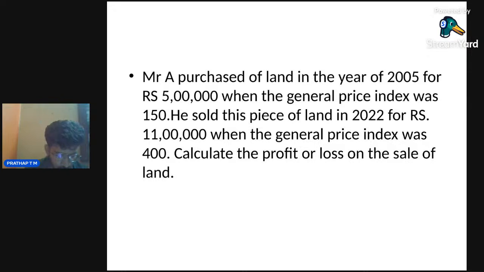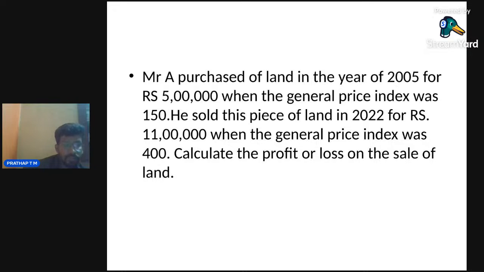That is 5 lakh into 400 divided by 150. That is what we have to do. So if you calculate 5 lakh into 400 divided by 150, then the value becomes 33 lakh 33,333. The value becomes the present value of the worth of 5 lakh rupees in the year 2005.